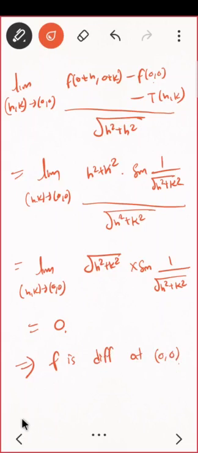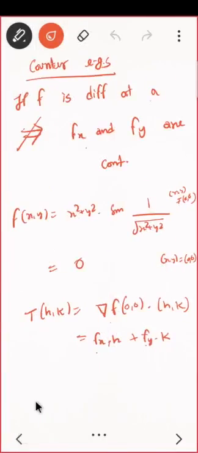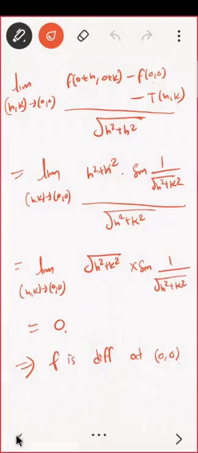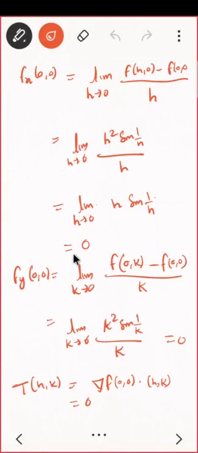Correct? But what was my counterexample? I wanted to prove something, that is, I'll start with f is differentiable at that point, but fx and fy are not continuous at a. This is what I want to prove. Correct? So let us find now fx. Now see, do not confuse with fx at 0,0, that is 0. So can I say whether it is continuous? No, it does not depend on x.